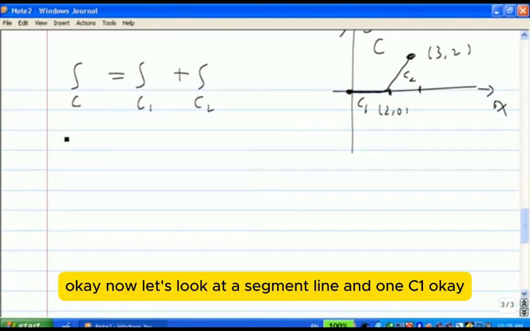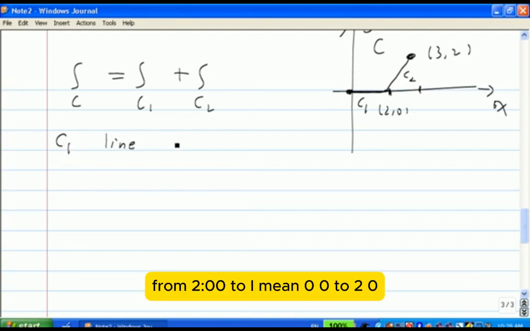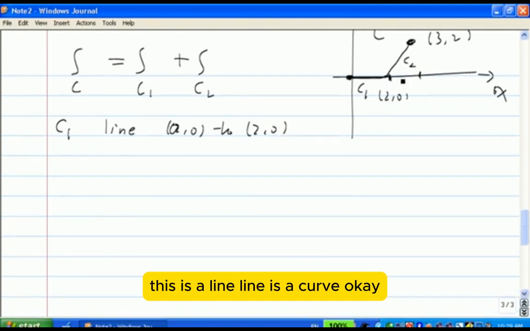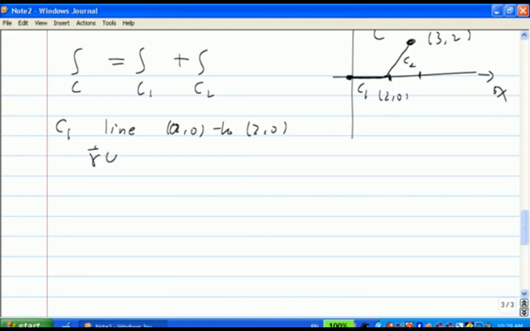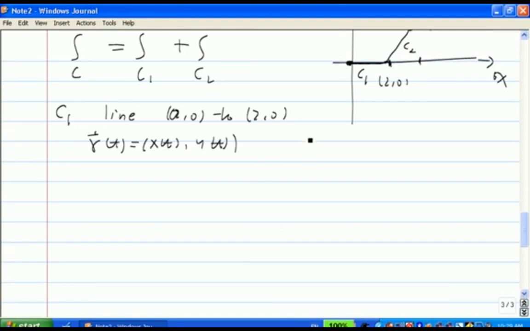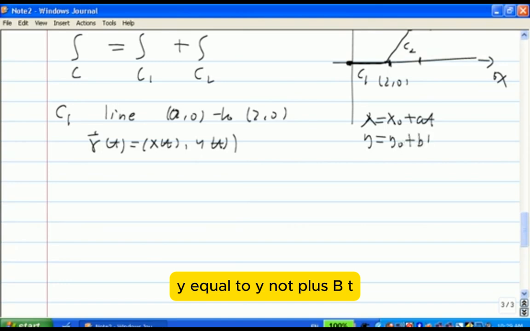Okay, now let's look at the first line segment, C1. C1 is a line from 0, 0 to 2, 0. This is a line, and a line is a curve, okay? So how do you find this? We need to find the parametrization. Remember, we learned how to find the equation of a line, right? The equation of a line in general is like this. Let's review that. x equals x naught plus at, y equals y naught plus bt, z equals z naught plus ct.